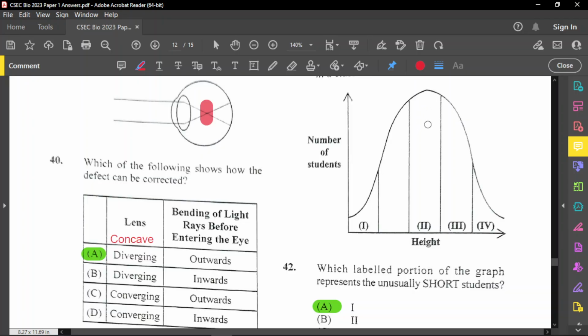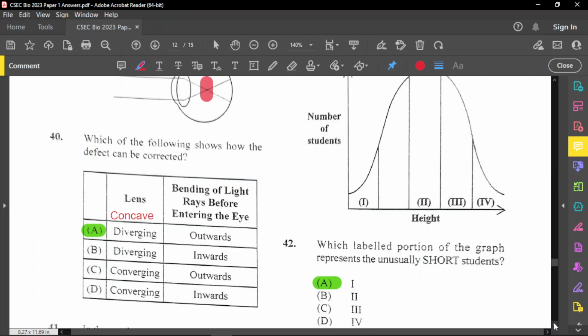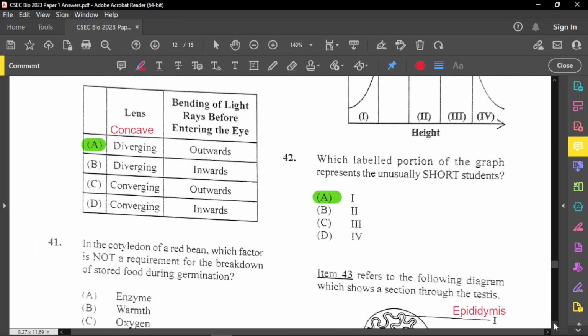As a matter of fact, the average people will be in here, which is part 2, because the majority will fall into the middle section right there. You see the number right there, that's the average amount. These are extremely tall persons. Height is increasing going towards the right. So section 1 is correct, so option A is the correct answer.